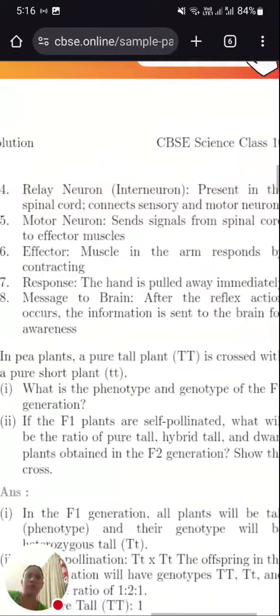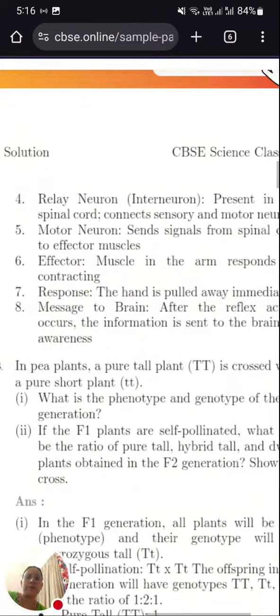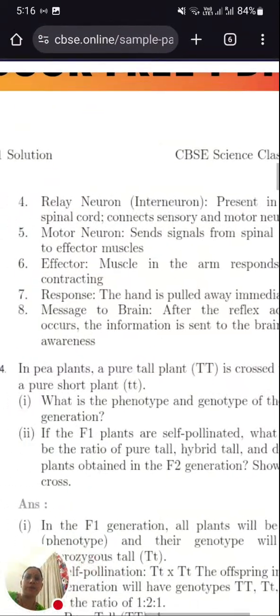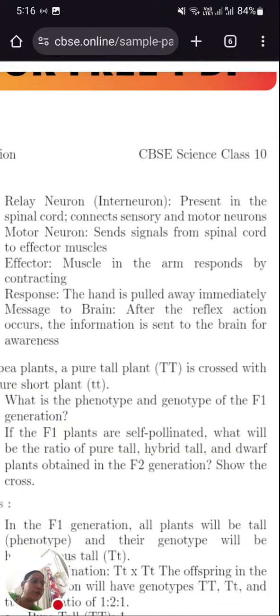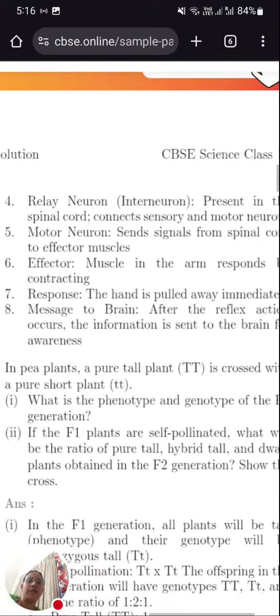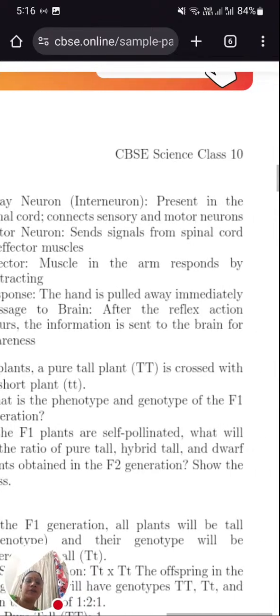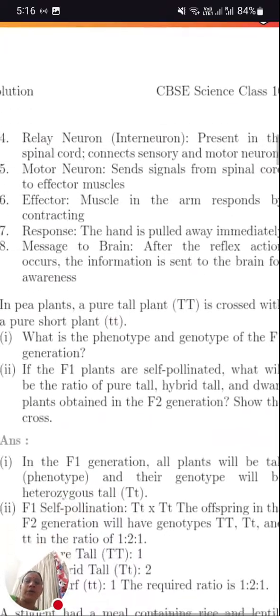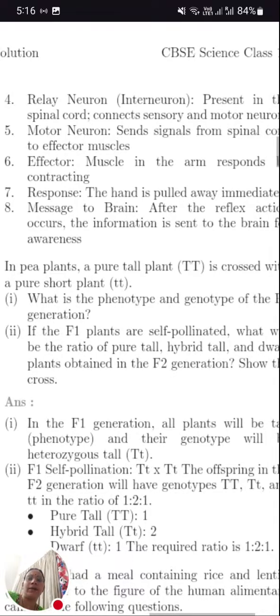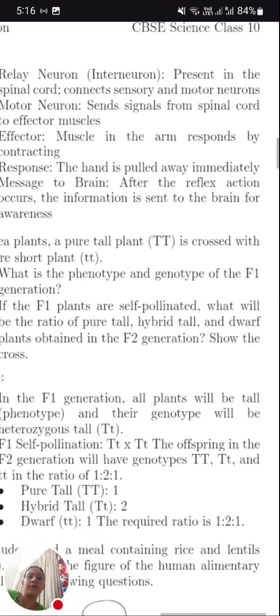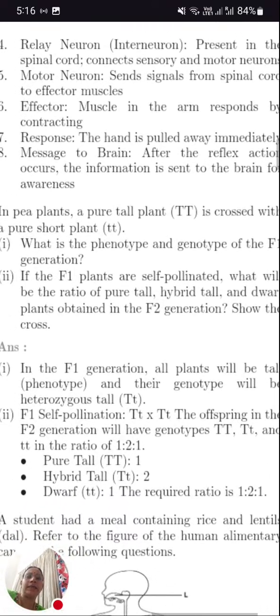The relay neuron present in the spinal cord connects the sensory to the motor neuron. Okay, that part of the reflex action, the answer is still there in continuation. So the relay neuron which is present in the spinal cord connects the sensory and motor neuron. The motor neuron sends the signal from the spinal cord to the effector muscles. Now what is the effector? The effector muscle in the arm responds by contracting. Response: the hand is pulled away immediately.